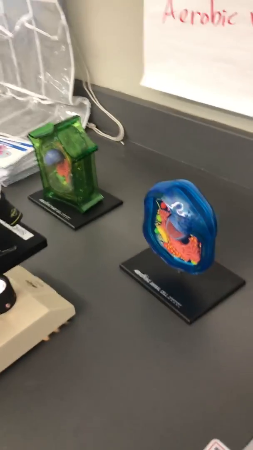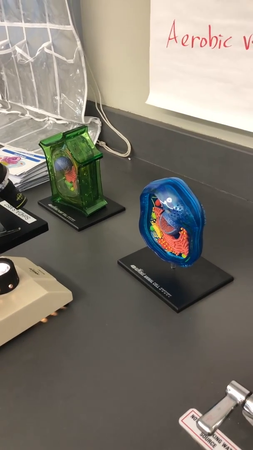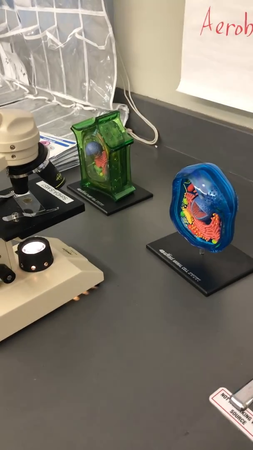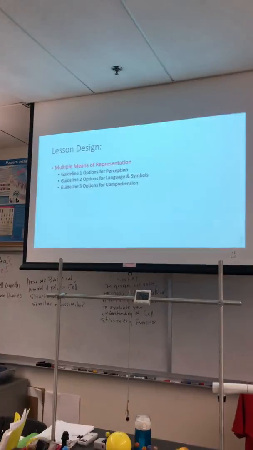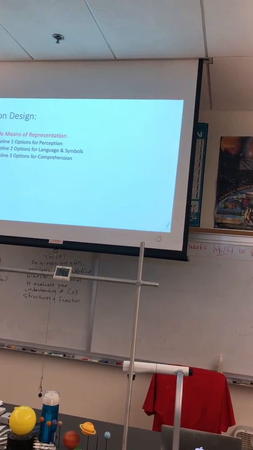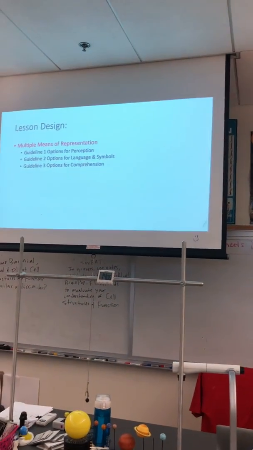I also like to give students the option of interacting with cell models, so I have a couple of cell models here to show you. And again, other options are the Cells Alive website and the BrainPop video. So let's go back to our next guideline for means of representation, and that is options for language and symbols. This one really involves the language of science.